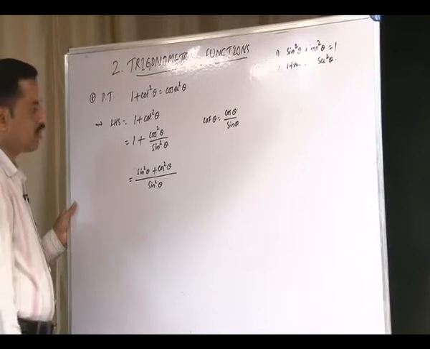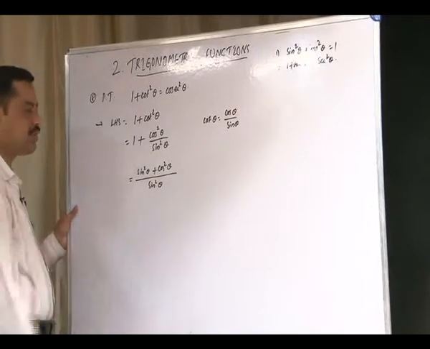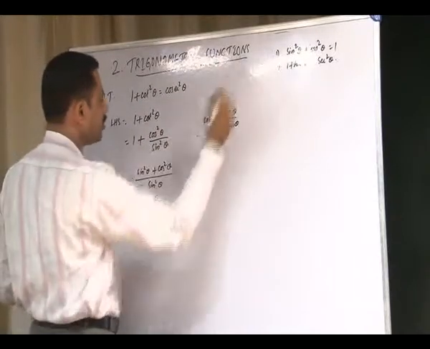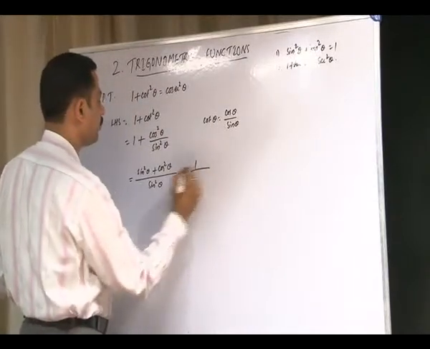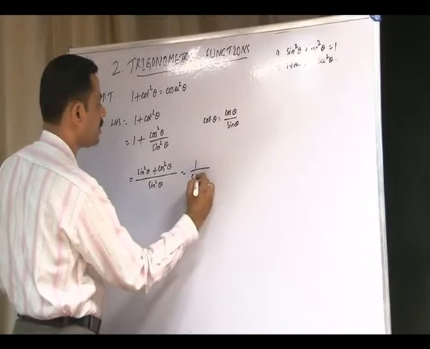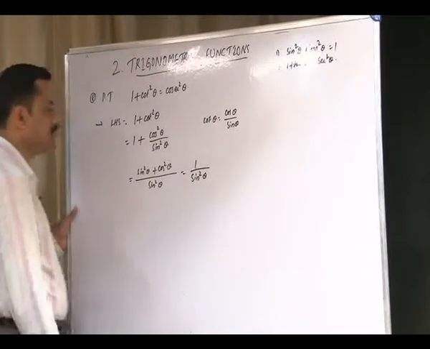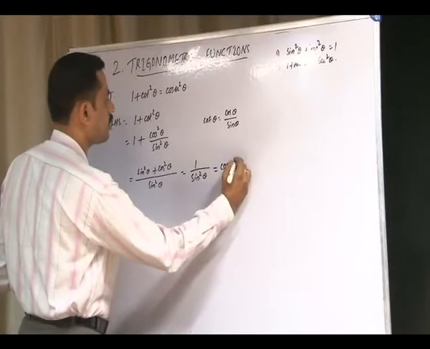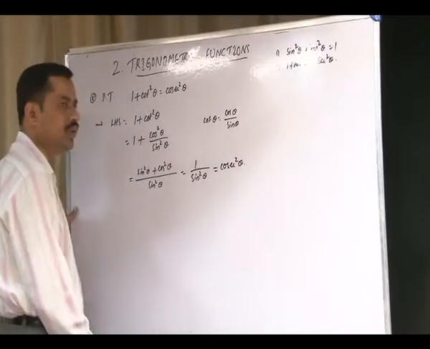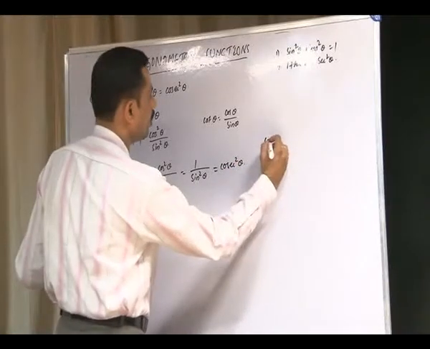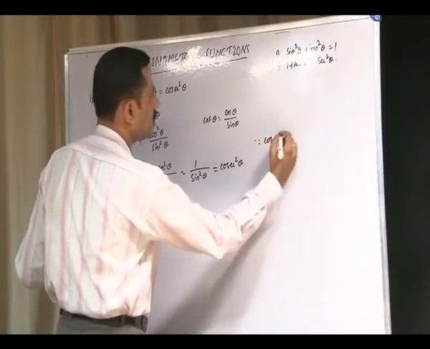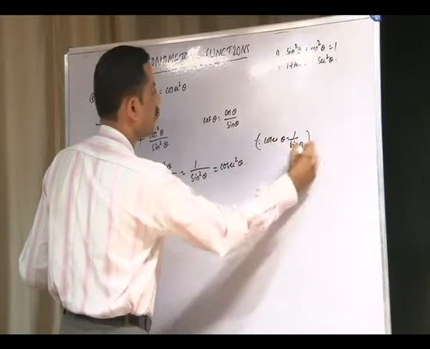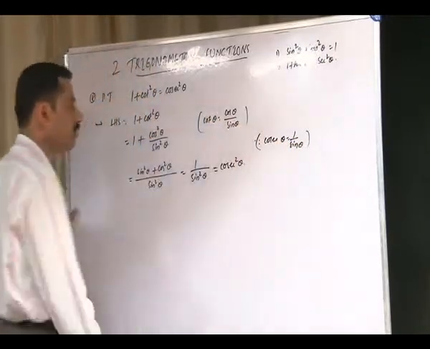So that is sin square theta plus cos square theta divided by sin square theta. But we know that according to this identity, sin square theta plus cos square theta is nothing but 1. So that is 1 by sin square theta. So 1 by sin square theta can be written as cosecant square theta, according to the reciprocal relation, since we know that cosecant theta is equal to 1 by sin theta.